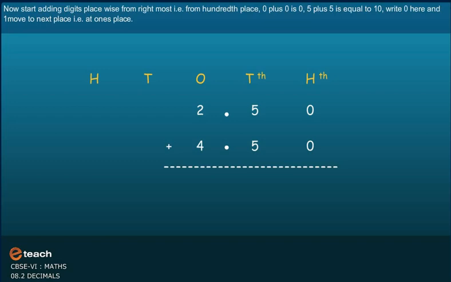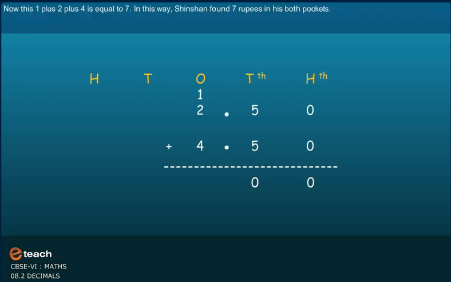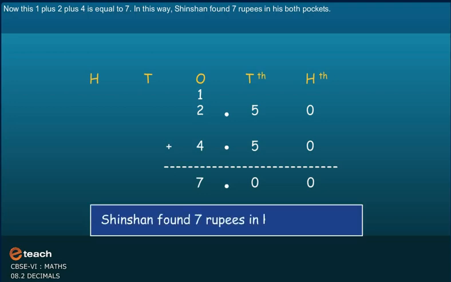That is, from 100th place, 0 plus 0 is 0. 5 plus 5 is equal to 10. Write 0 here and 1 moves to the next place, that is, at 1's place. Now this 1 plus 2 plus 4 is equal to 7. In this way, Shinshan found 7 rupees in both his pockets.